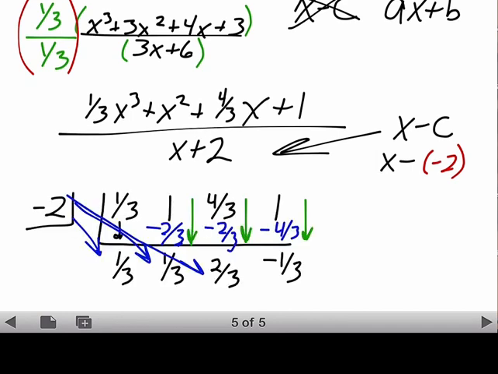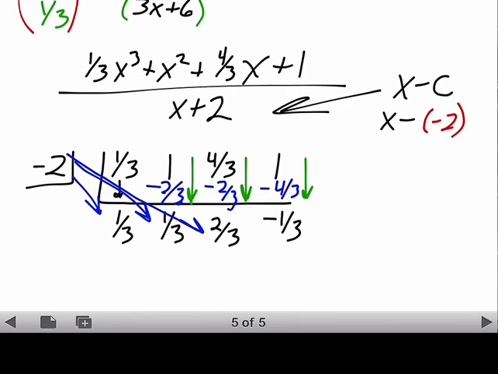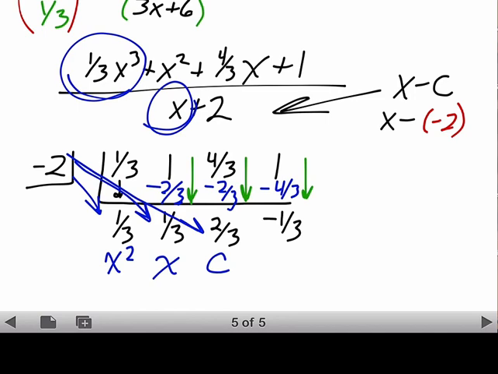Okay, so I've done the division with all the colors that I've been using, and you might want to double check that this is all correct, but I assure you it is. We divided a third-degree polynomial by a first-degree polynomial, and so the answer is going to be a second-degree polynomial. We have a linear term, we have a constant term, and we have a remainder.